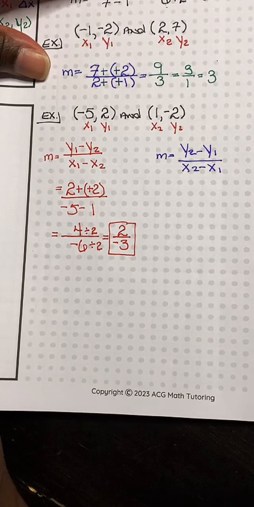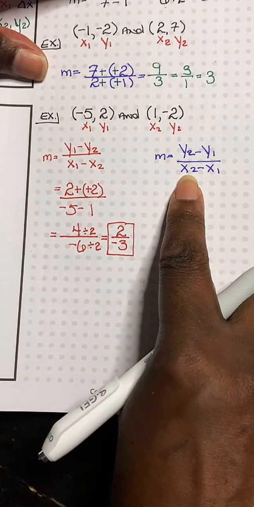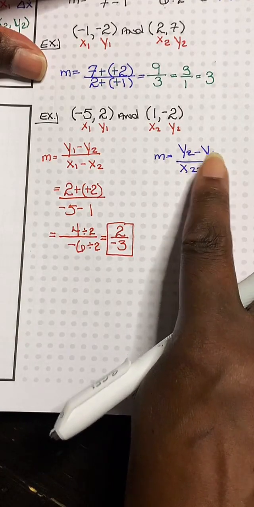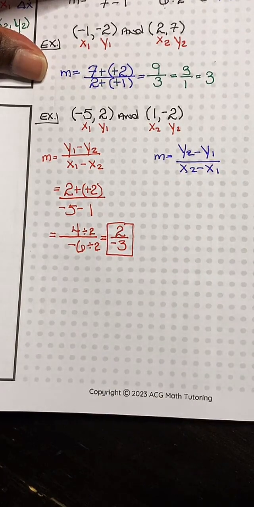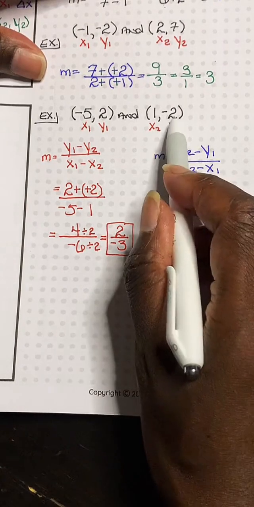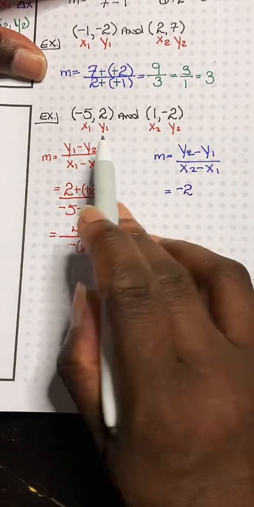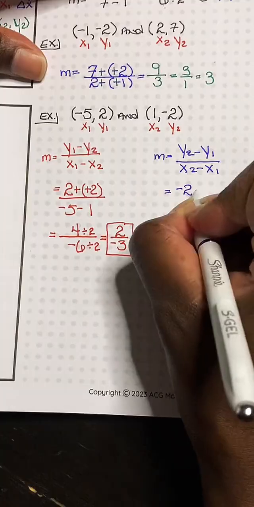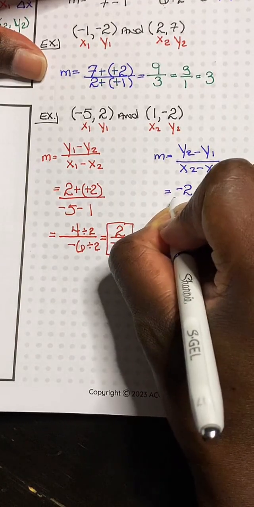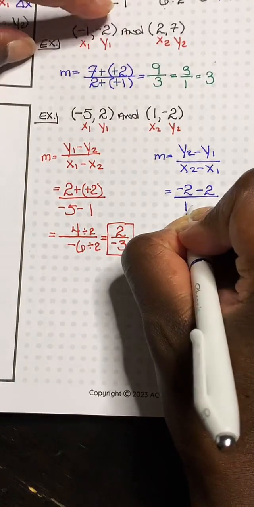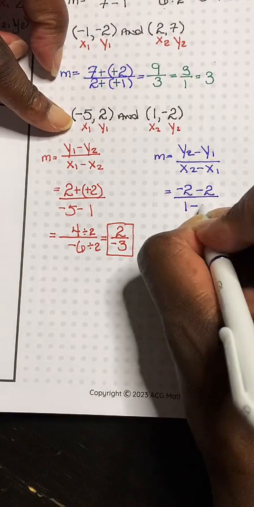Now, because we have it so programmed, this is why I do both. So now we're going to try it when it's the traditional way, which is y sub 2 minus y sub 1 over x sub 2 minus x sub 1. So what we do is we got our -2, minus the 2 over my x sub 2, which is 1, minus my -5.